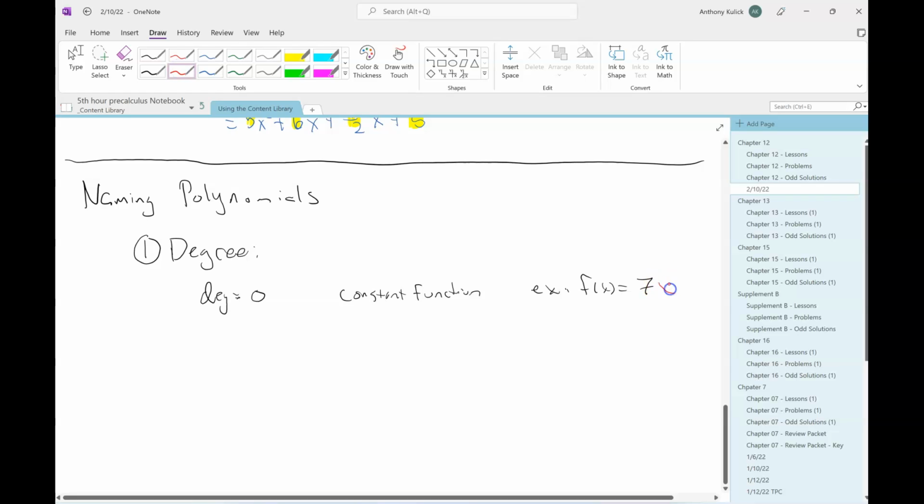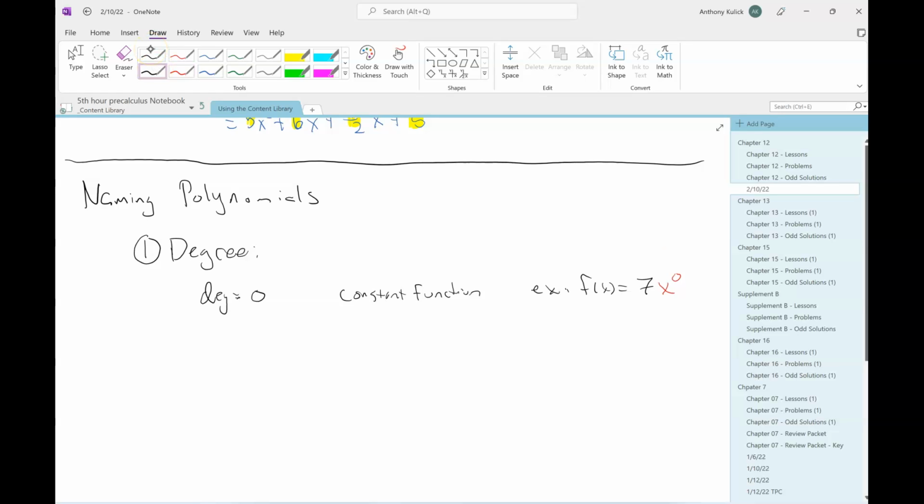Well, the degree is on the variable part. Since there is no variable part, we can think about that as really just 7 times 1, right? And remember that anything to the 0 power is 1. So really I can tack an x to the 0 on at the end of that. That's why it's degree 0. Does that feel okay to you guys?